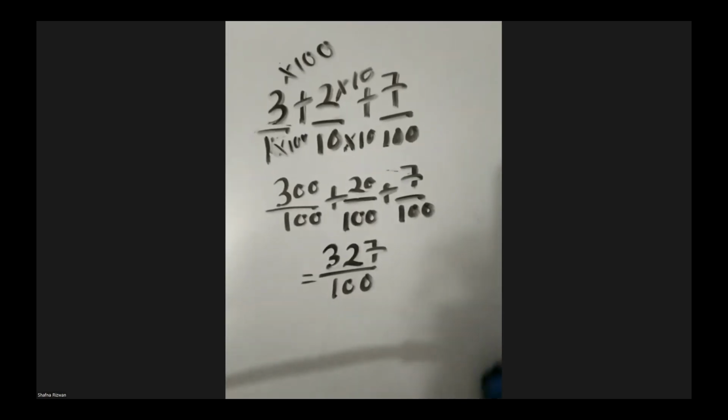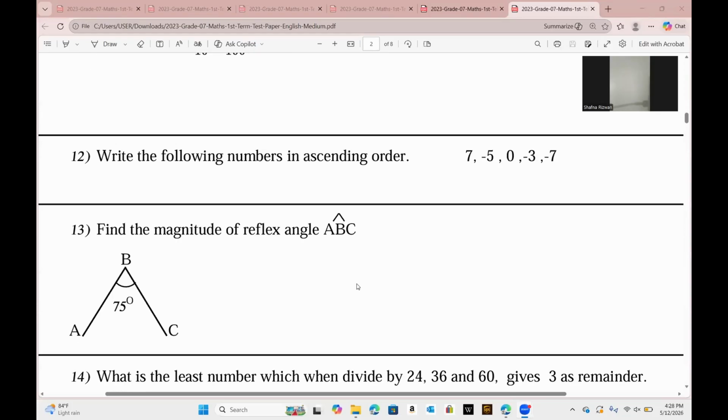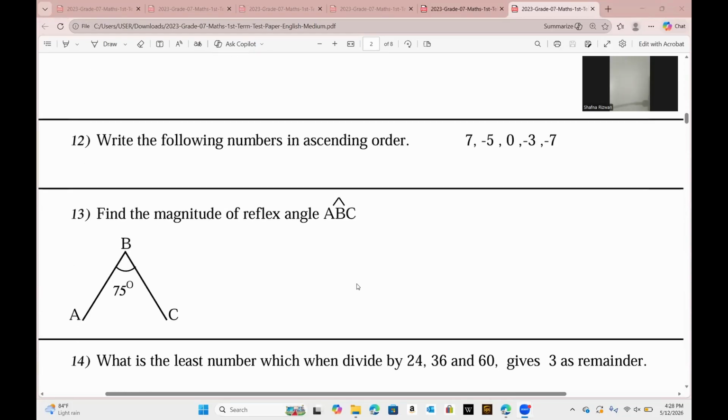Okay, guys, let's go to our next question. Now they are asking you here to write the following numbers in the ascending order. So how can you write this in the ascending order? Let's see that. Okay, let's go.